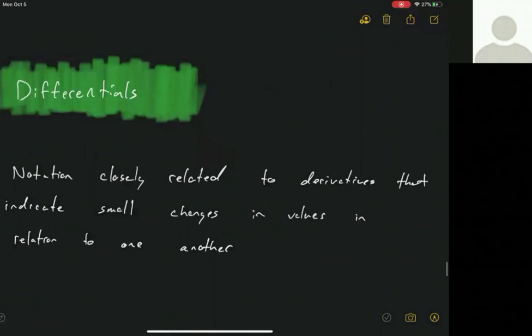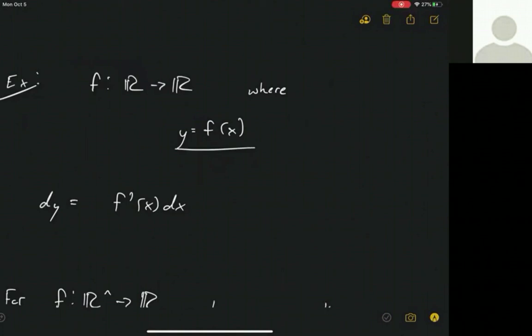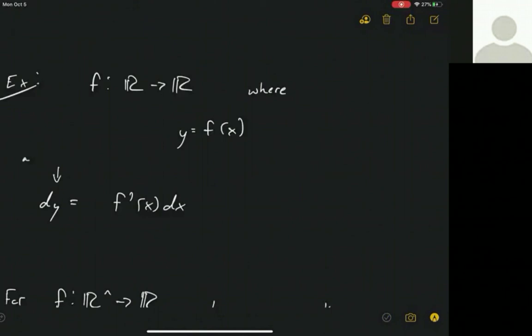All right, what is a differential? It's a notation that's closely related to the derivatives. And really, they're used to indicate small changes in values in relation to one another. So, for example, if we had a function of a single variable where y is equal to f of x, then this is what we would call differential notation. dy, what is this saying? It's like saying a small change in y.